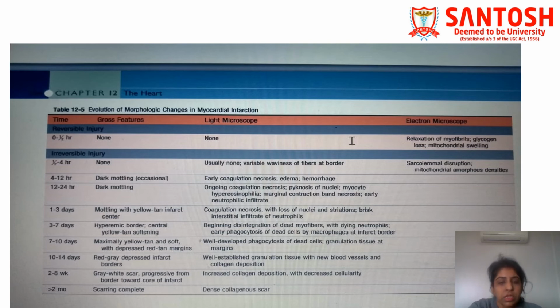At 7 to 10 days, the infarct is maximally yellow-tan and soft with depressed red-tan borders. Well-developed phagocytosis of dead cells and granulation tissue are present at the margins.